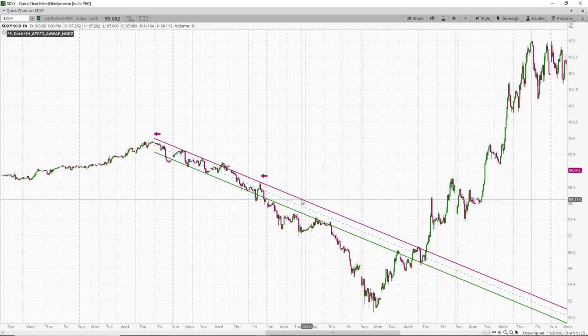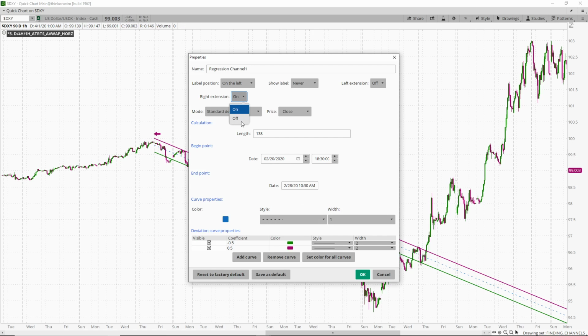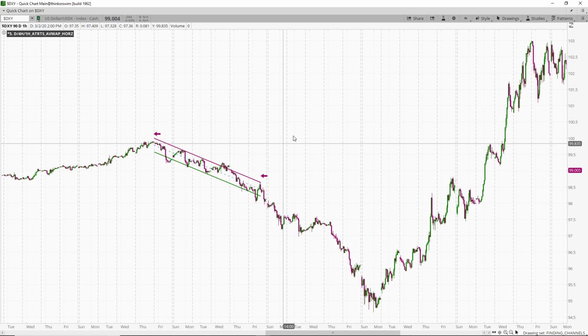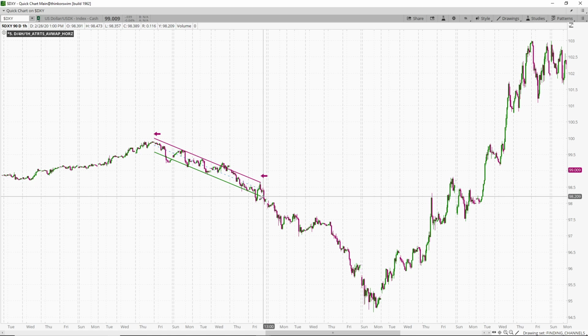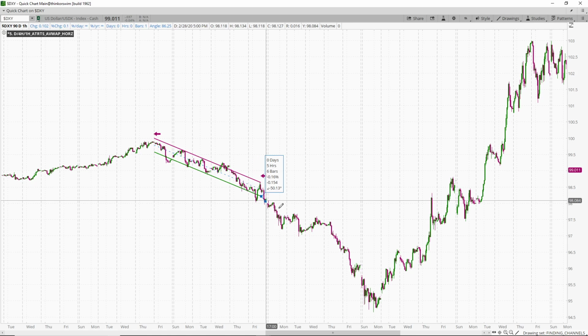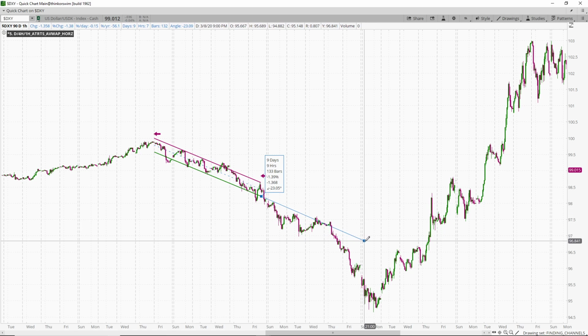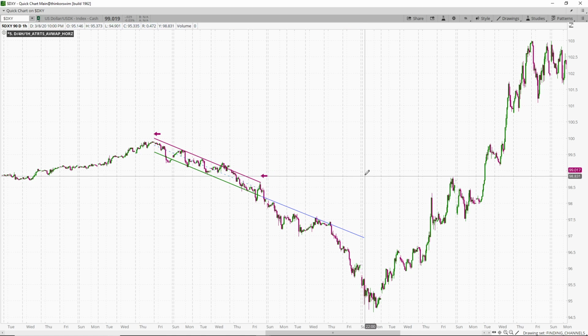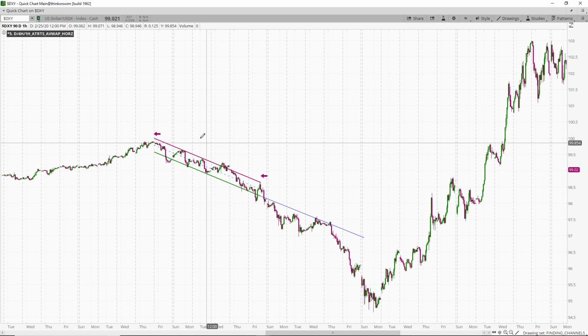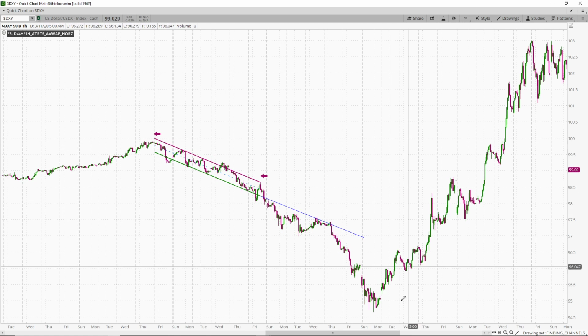So let's just take off the extension to see if this can somehow help us. It really doesn't, right? Maybe this helps you in the first part of this regression channel, and then here's your rejection here. But I just don't feel like regression works to our advantage without having a clear picture.